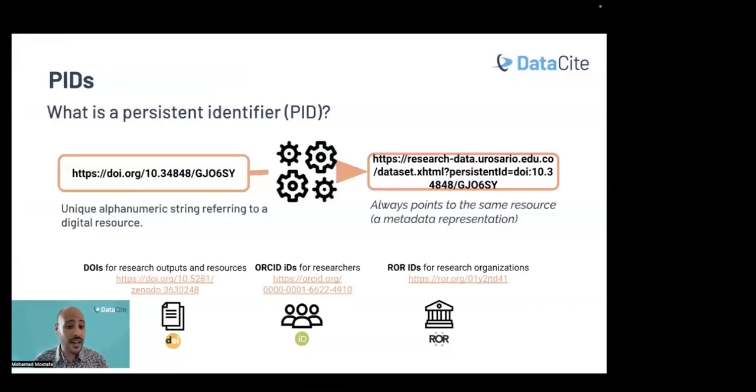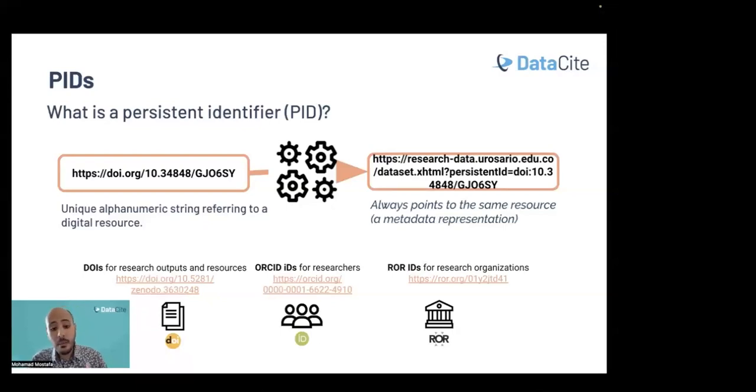But before doing that, let's have a quick introduction about persistent identifiers. A persistent identifier is a unique alphanumeric string referring usually to a digital resource. It always points to the same resource with a metadata representation about that research output or that resource. So there are different types of PIDs, as I will explain now. There are PIDs that can be assigned for research output and resources.